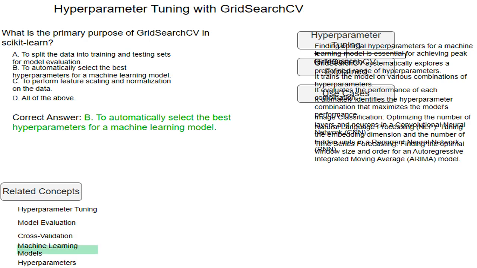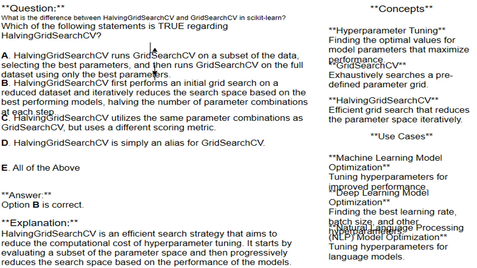Machine learning models. Hyperparameters. B. To automatically select the best hyperparameters for a machine learning model. What is the difference between having grid search CV and grid search CV in scikit-learn? Which of the following statements is true regarding having grid search CV?